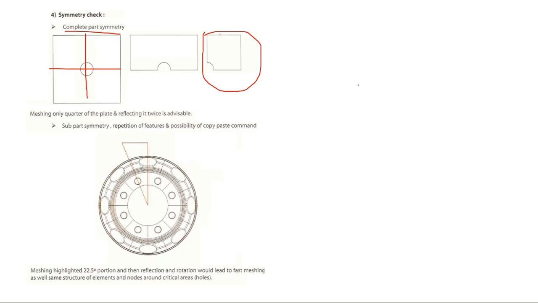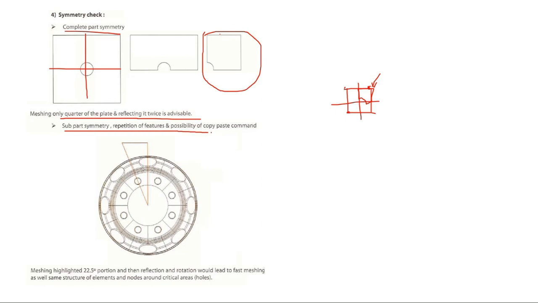If it is a symmetrical structure and loading everything is same, then whatever the stress I'm getting here, it will be the same everywhere, because it's purely symmetrical. Loading also symmetrical, as well as the geometry also symmetrical, means it will get the same results. Then no need to study the entire thing, no need to mesh it. Only one small portion we can mesh it. Meshing only quarter of the plate and reflecting it twice is advisable.